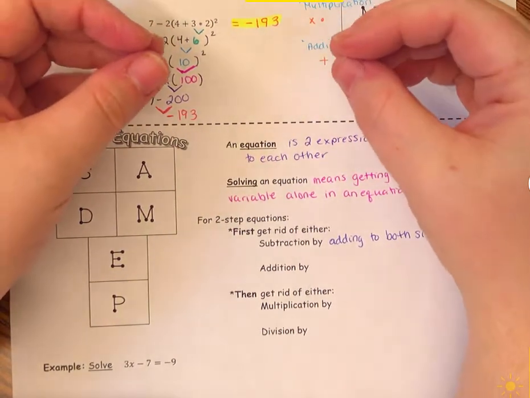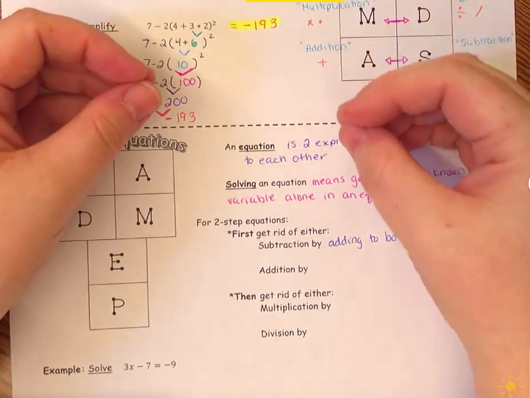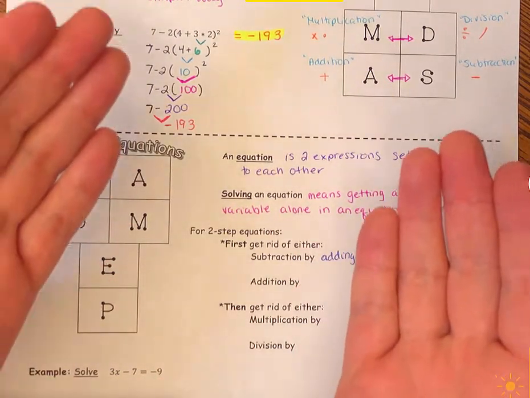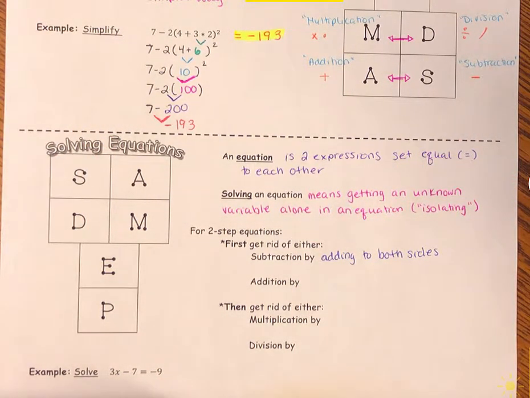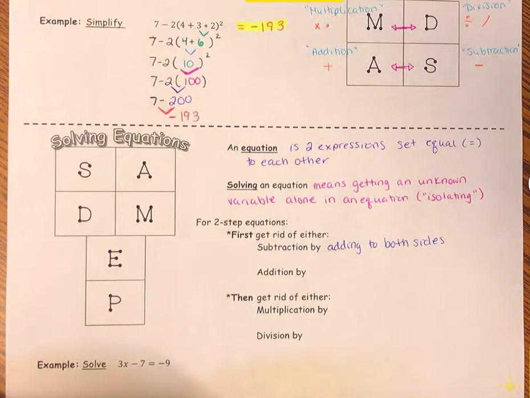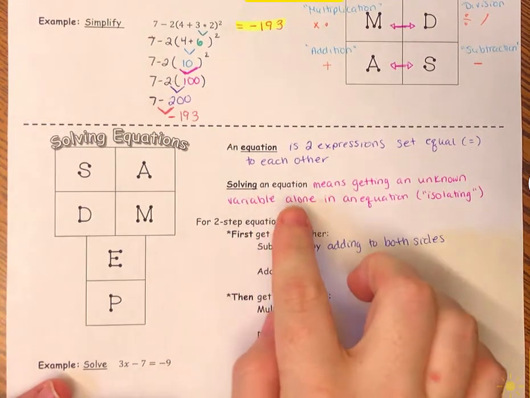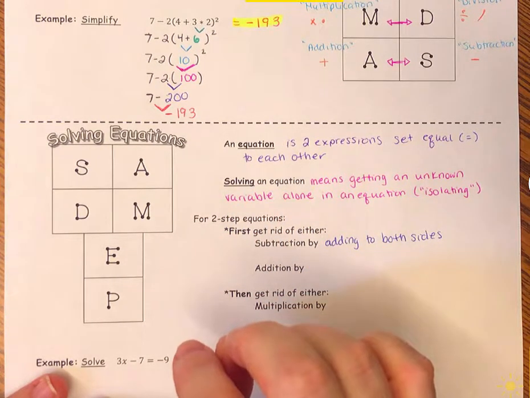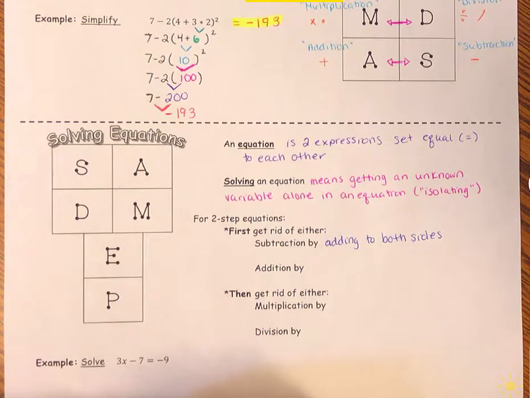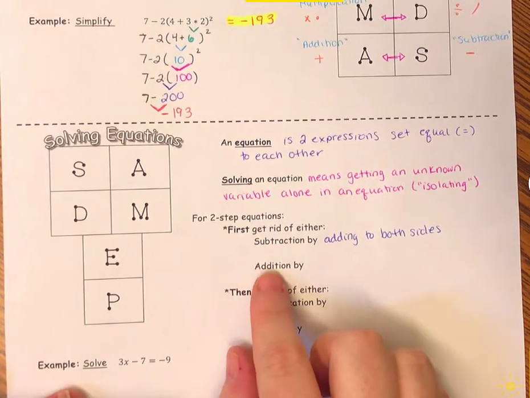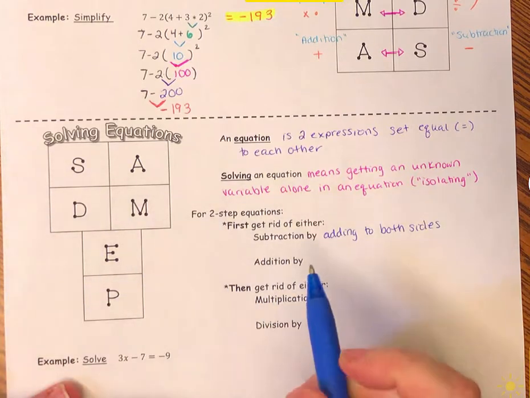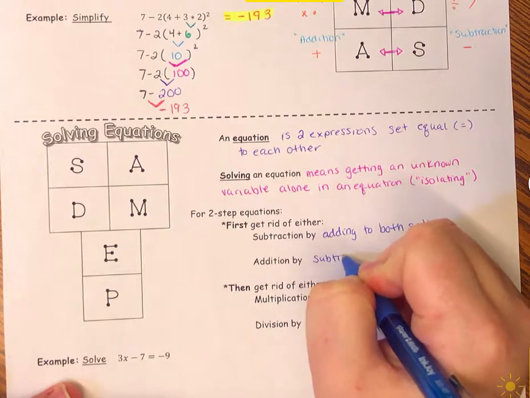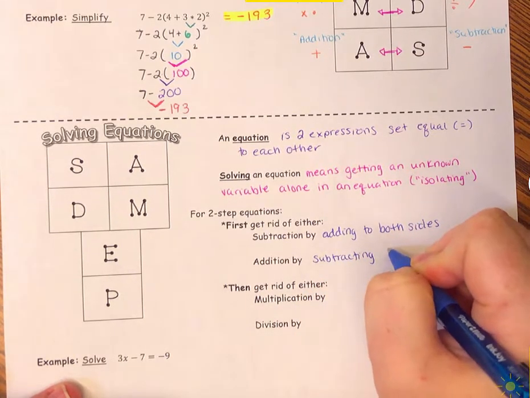So if I have 5 here and I need to take it away, I need to take away 5 from the other side as well to keep them nice and level. Otherwise, you change the value. Understanding that solving or rewriting something means that the value will stay the same. It's just the way it looks will change. So if we have addition on one side, we're going to get rid of that by subtracting from both sides.